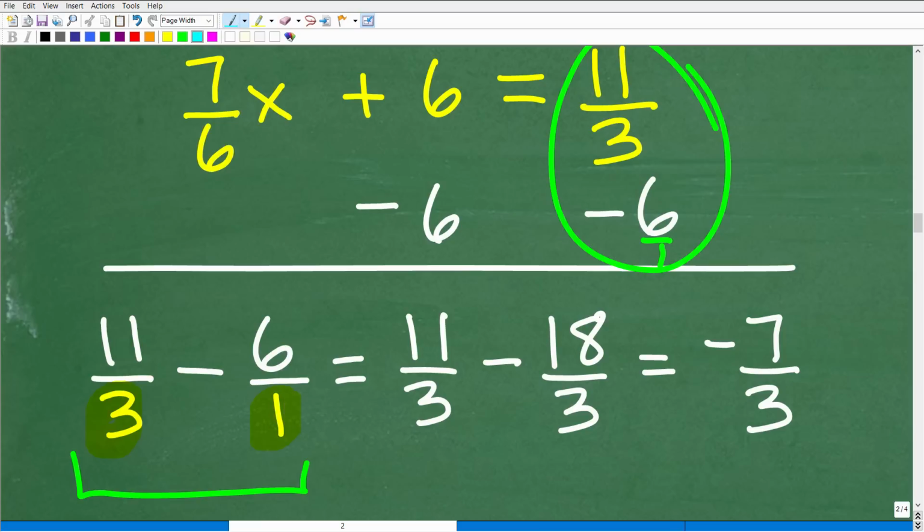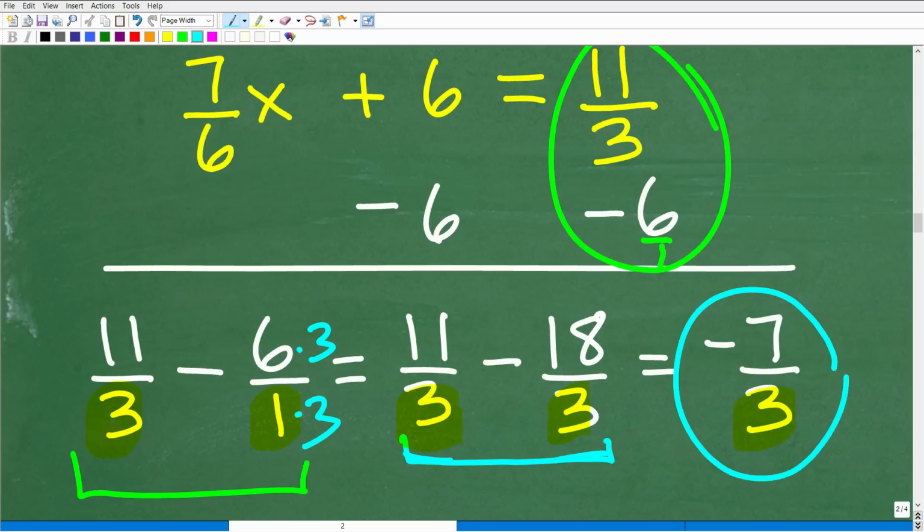So what we need to do here is multiply this denominator by 3, so we can have a lowest common denominator of 3. So we have to multiply the numerator by 3, so this is going to be 11 thirds minus 6 times 3, which is 18 thirds. Okay, so very carefully here, now that we have the same denominator, which is 3, we need to subtract the numerators. So 11 minus 18 is negative 7.